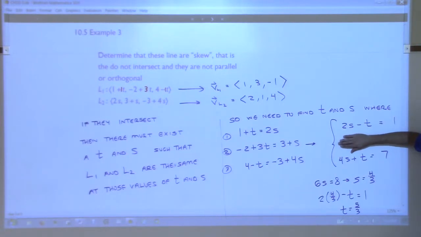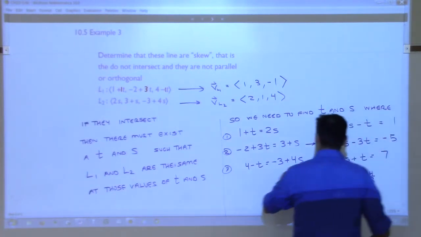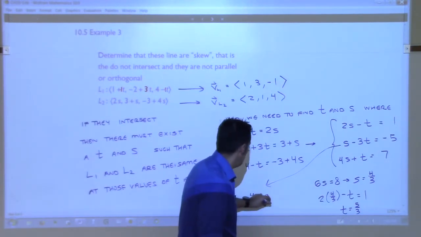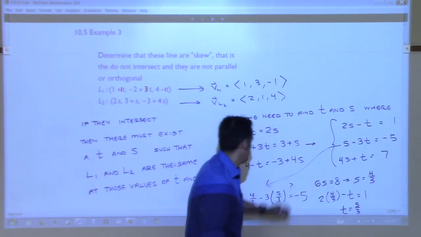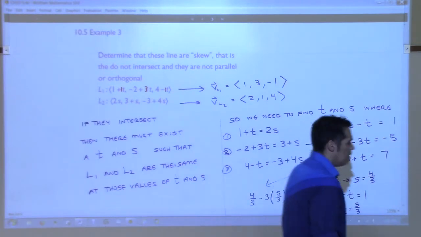So is that it? Are we done? You have to check it for the other. Now we need to make sure that s and t plugged into that equation still give us -5. Right? So does it work? If I plug 4/3 in right here, so I'm checking in this one, if I plug in 4/3 for s, minus 3 times 5/3, does that equal -5? It does not. And what does that mean?